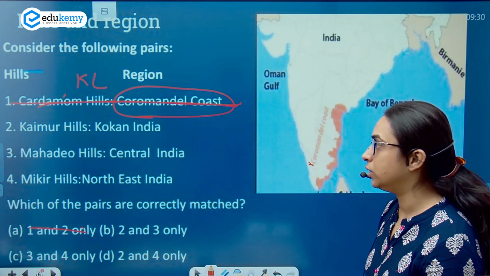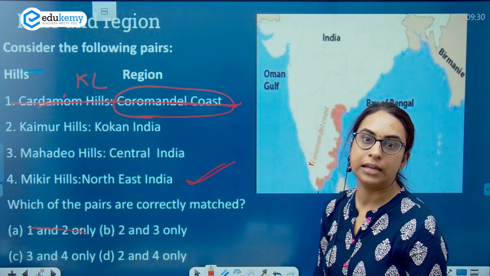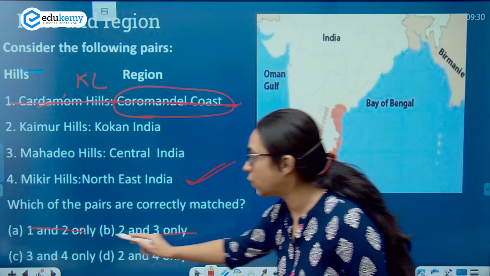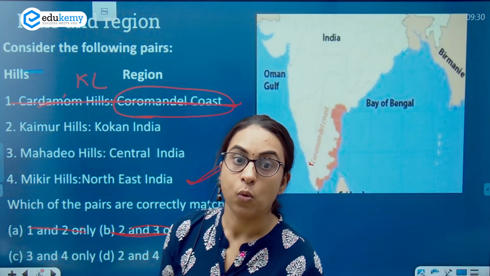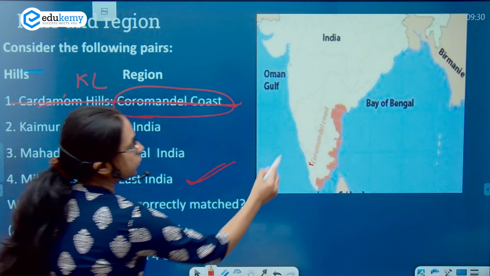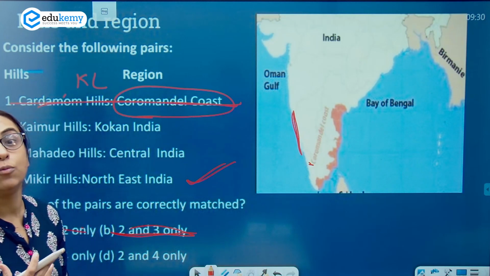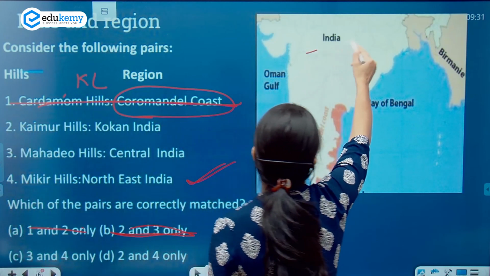Now, we've already seen in the pre-YQ series that Mikir Hills in northeast India is correct. So 4 is correct. So either you are left with 3 and 4 or 2 and 4. Now Kaimur and Konkan India. So the Konkan is this portion. But if you see Kaimur, Kaimur is an extension of the Vindhyas. So the Vindhyas are somewhere located here.